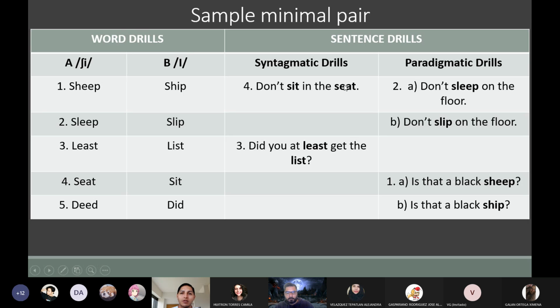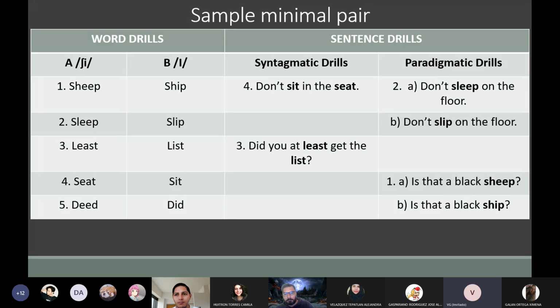Another example for a syntagmatic drill would be: did you at least get the list? Well, different meanings, but you're using both words in a sentence so that you can discriminate the form, the meaning, and the use. An example for a paradigmatic drill: is that a black sheep? Is that a black ship? The meaning changes, of course, but the sentence stays the same.